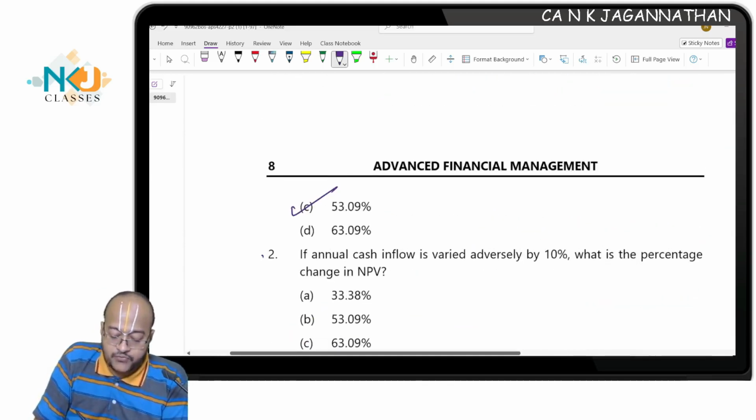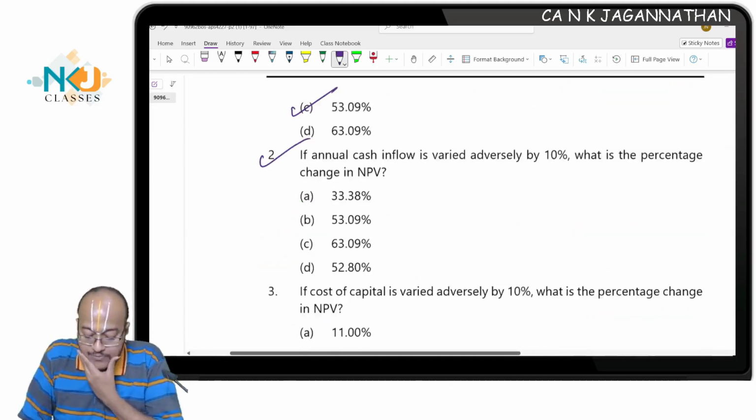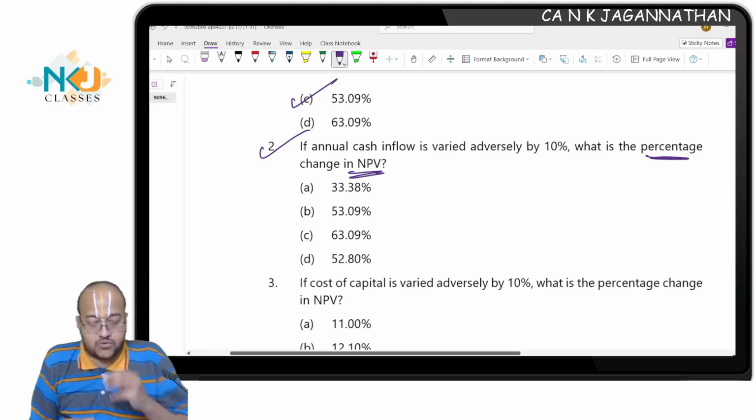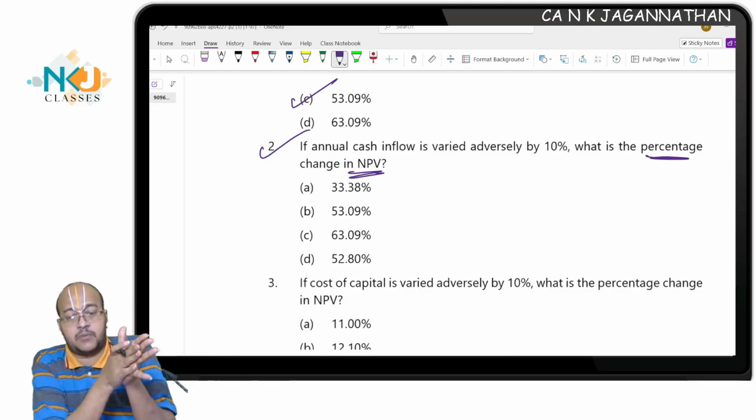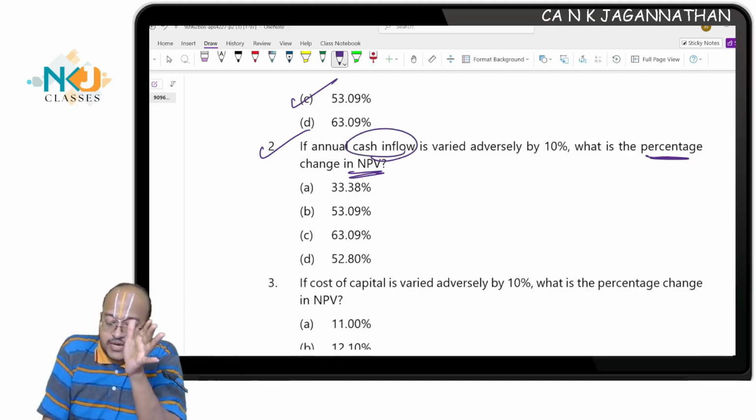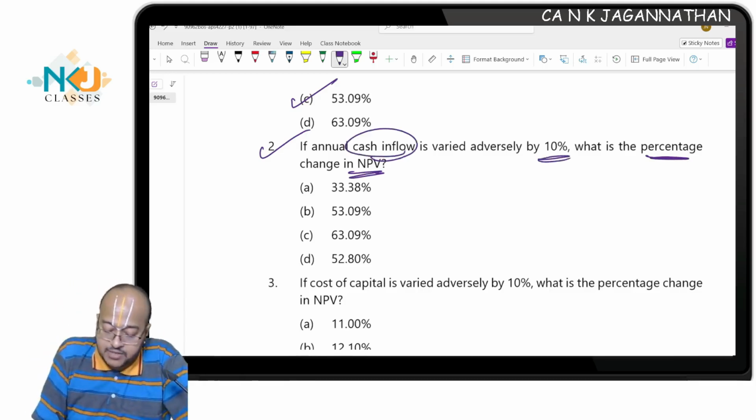Okay, next. If annual cash inflow is varied adversely by 10%, what is the percentage change in NPV? Next, what they're asking: the cash outflow you will keep same, but annual inflow is varying by 10%. Very simple. At present, what is your inflow?